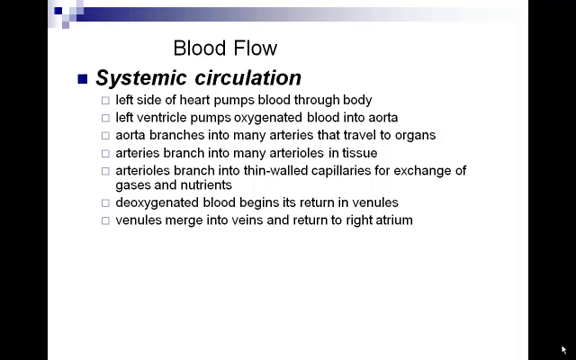The deoxygenated blood returns to the heart starting with venules. These are smaller veins that get continually larger as they get back into the superior vena cava, which then dumps all the blood into the right atrium.